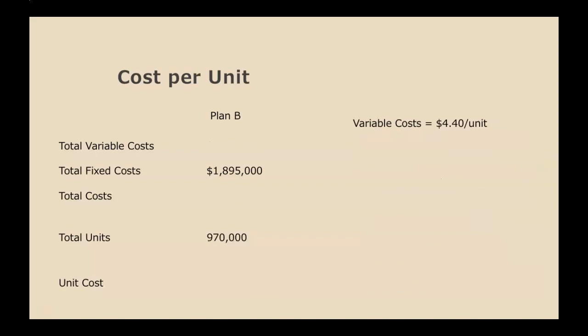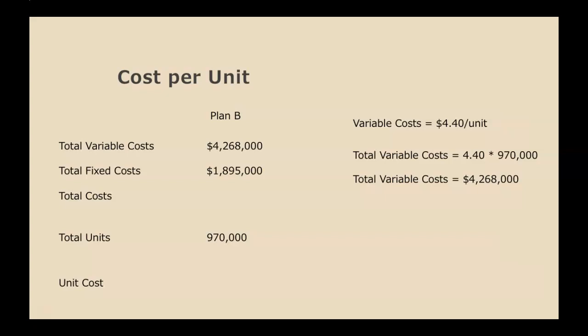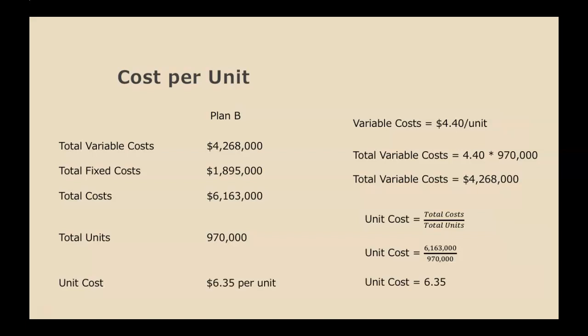Now, we move to Plan B. Variable cost per unit, still the same. Still $4.40 per unit. We multiply that by our total number of units. We see now that our variable costs under Plan B are just about 4.2 million. We add that to our total fixed cost to get our total cost of just over 6 million. To find our unit cost, we take that total cost, divide it by our total units, and we see that our unit cost is $6.35 per unit.